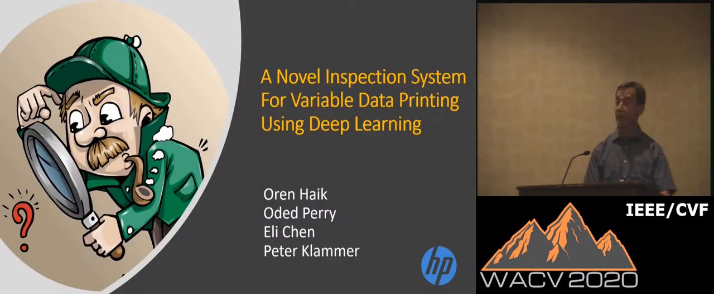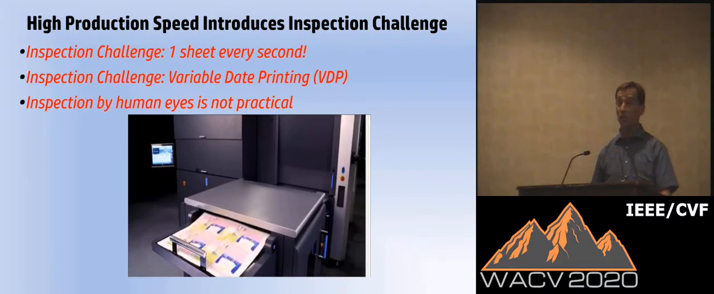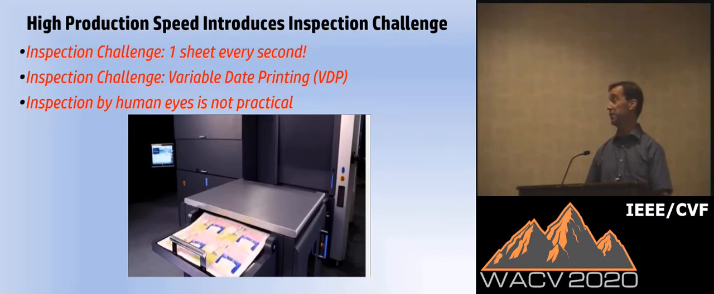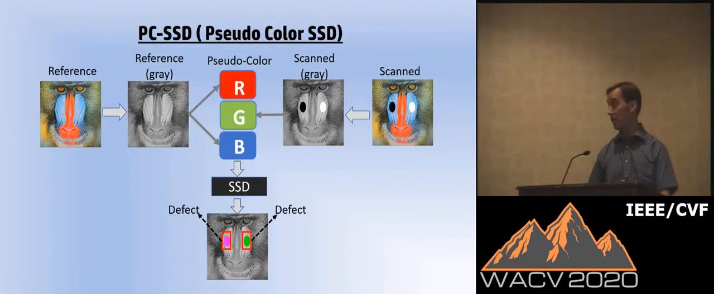I'm Peter Klammer from HP, and I'll be presenting a novel inspection system for variable data printing using deep learning. This system was developed at HP Indigo Division and is currently being used for 100% print inspection on Indigo presses. There are several challenges for digital print inspection. The first one is speed. The Indigo presses produce one B-size sheet every second. Maybe a bigger challenge is the idea of variable data printing. Every sheet can be different. So the inspection system needs to handle a wide variety of defect and image types, which are unknown a priori.